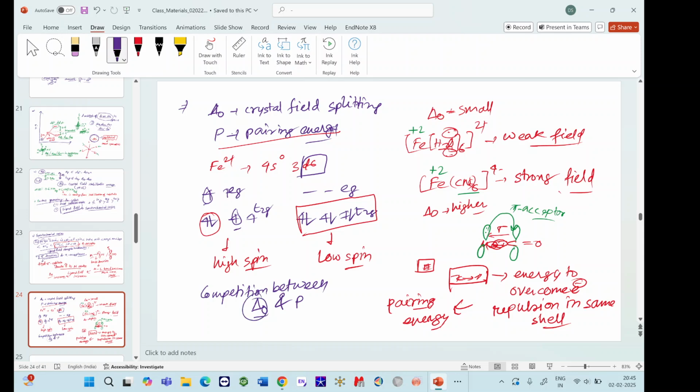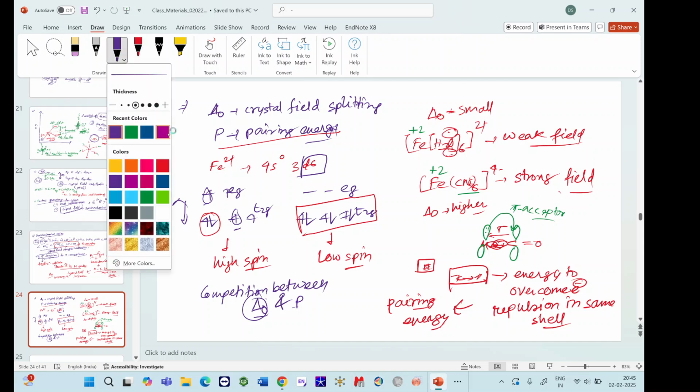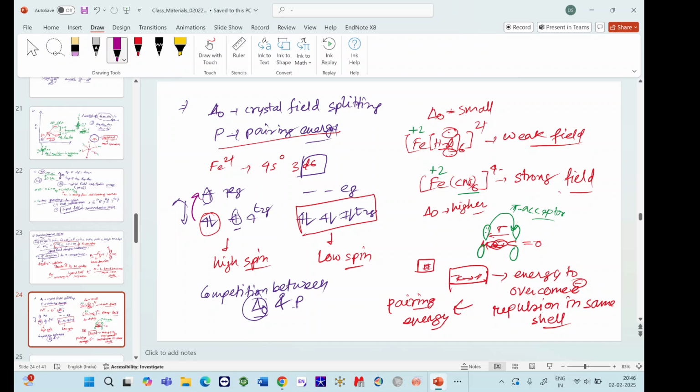So when delta 0 is smaller than P, then obviously the system will go towards this. So delta 0 small means this gap is small. So electron can jump from here to here easily. When this gap is large, it cannot jump. So what will it do? It will come back to the same shell and it will pair up. So in that case, here your delta 0 is small compared to P. Here delta 0 is very large compared to P. This is the case.